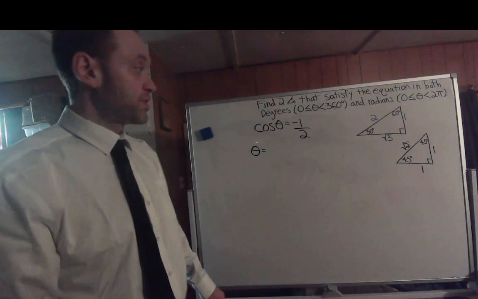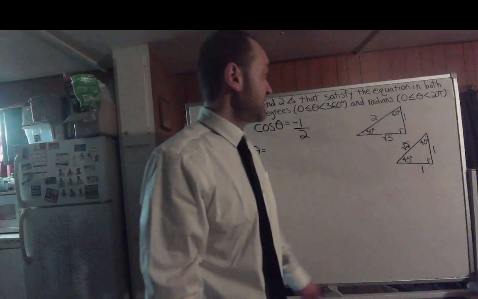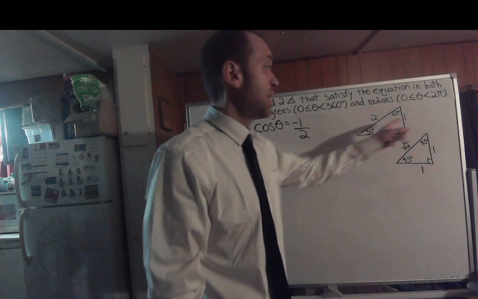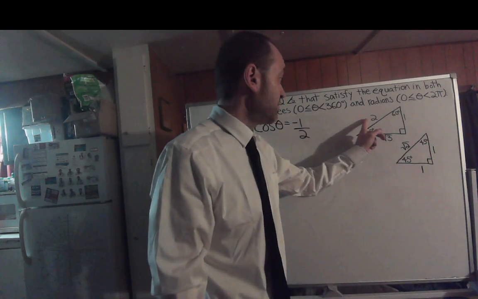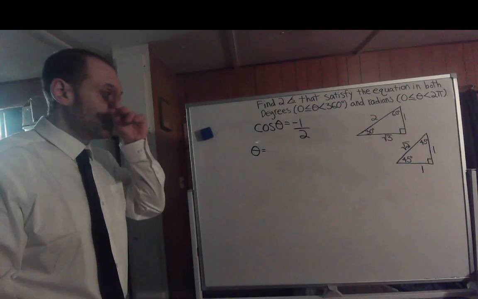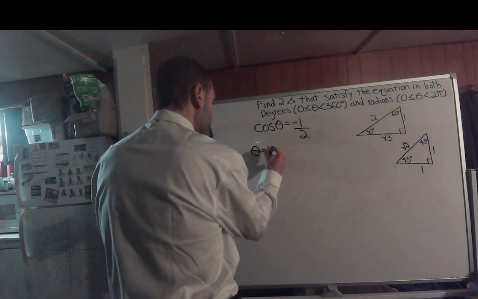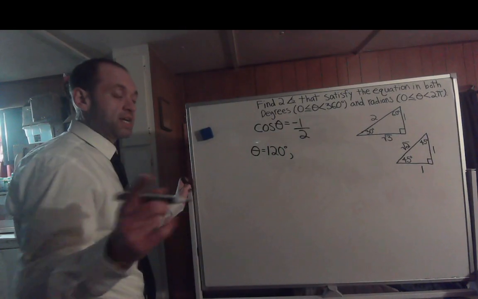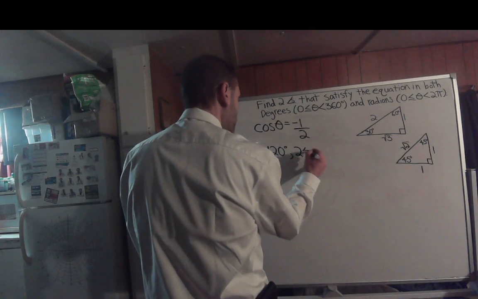If we look at our 30, 60, 90 triangle, if we take the cosine of 60, so adjacent over hypotenuse, that's going to be 1/2. So this is going to be based off of a 60-degree reference angle. In the second quadrant, subtract that from 180, you definitely get 120 degrees. In the third quadrant, you'll take that same 60, add it to 180, you'll end up getting 240 degrees.